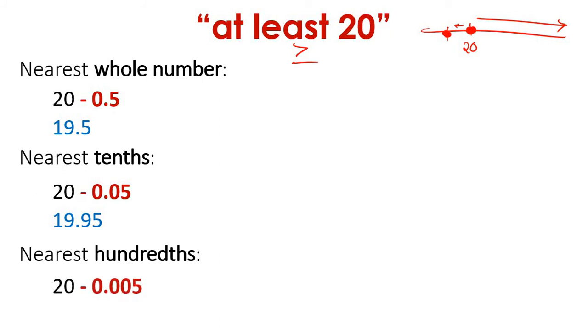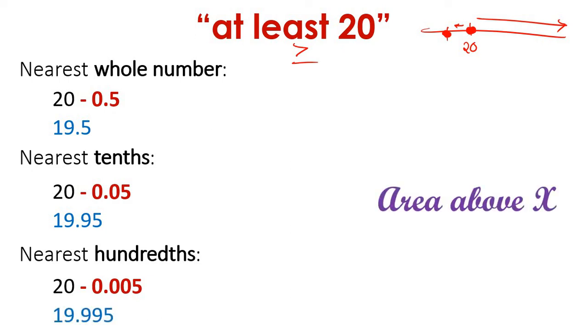So your takeaway here is, if we're talking about the keyword at least, you are going to subtract to x, and we are solving for the area above. So at least means area above, and 20 is included. That's why we are subtracting either 0.5, 0.05, or 0.005.